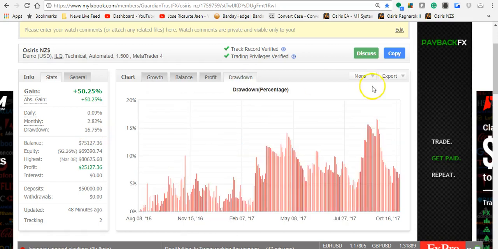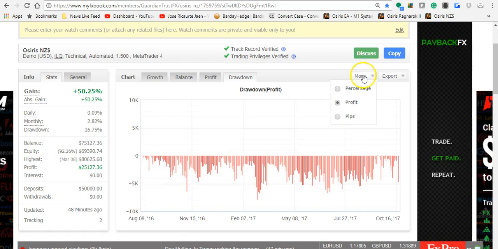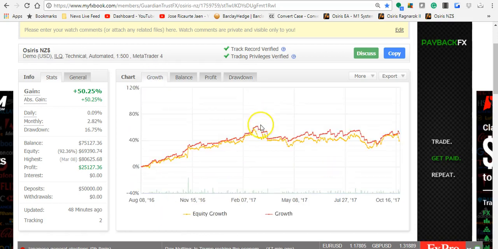Actually, now we're going to take a look at the drawdown. I'm going to switch to profit, and you can see here the very steady progress of the drawdown. And right here, March 7, almost $8,000 in drawdown. But before that, it was not too far from the minus 5,000 range. Very good. Also here you can see the very balanced growth of the equity curve.